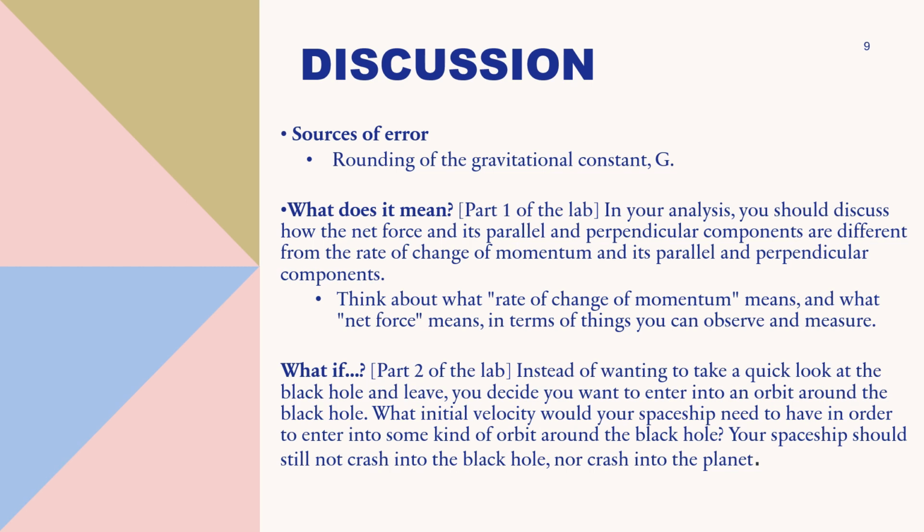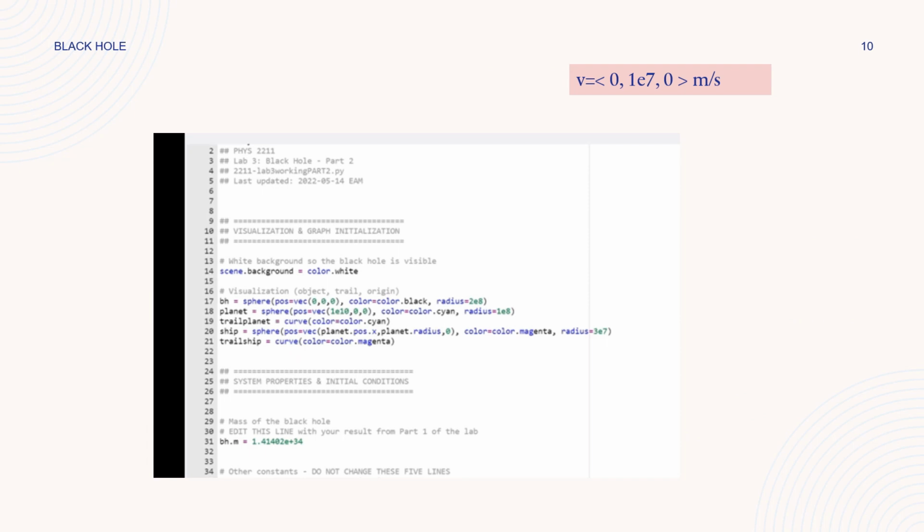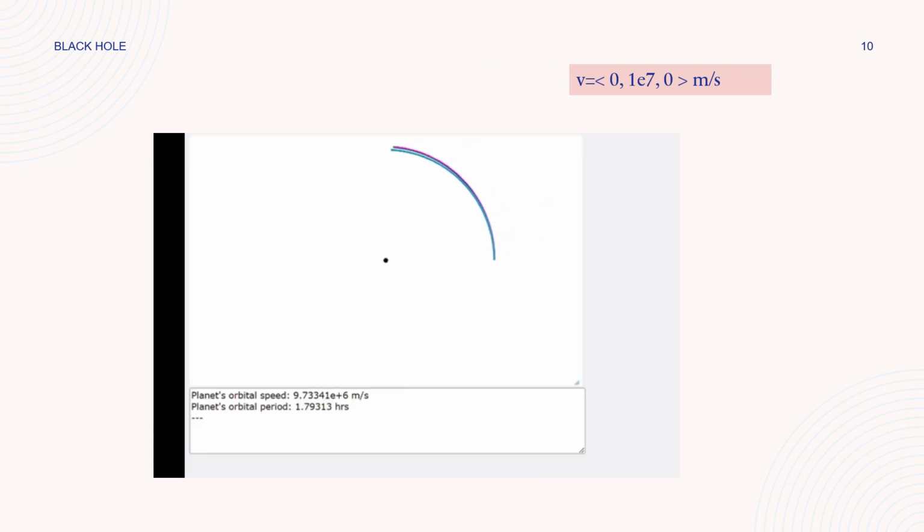Next, let's talk about the velocity required to have the spaceship orbit the black hole. After trial and error, I found out that the velocity has to be in the same direction as that of the planet, while being slow enough to stay in orbit yet fast enough to avoid crashing. Here's a video of my findings along with the associated value of v. We found v to be <0, 1e7, 0>. Here we have the magenta line showcasing the spaceship.